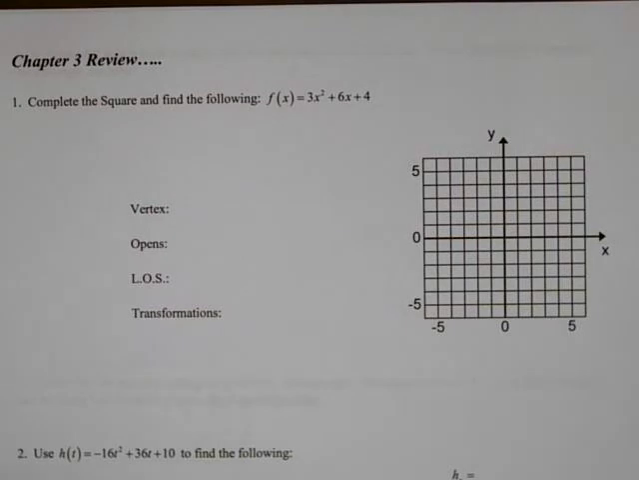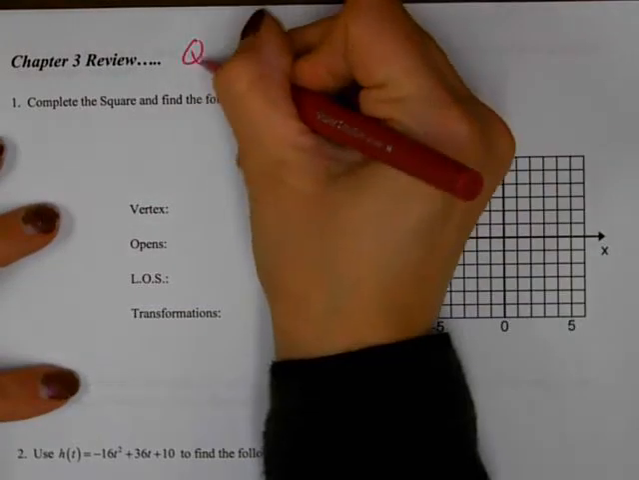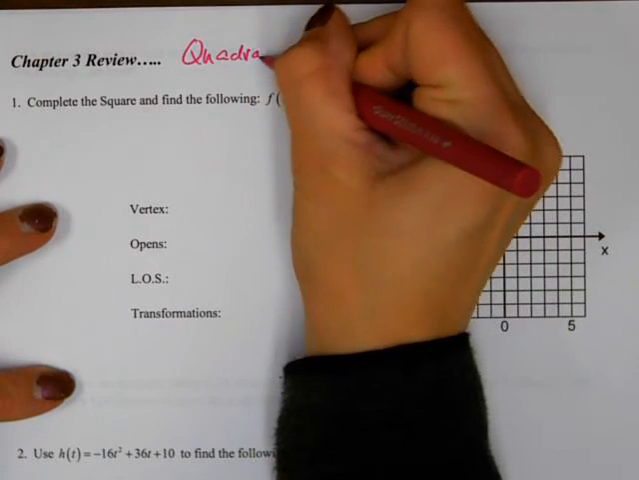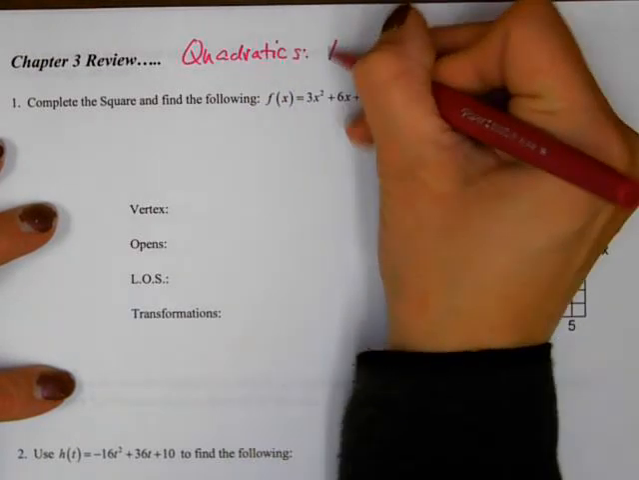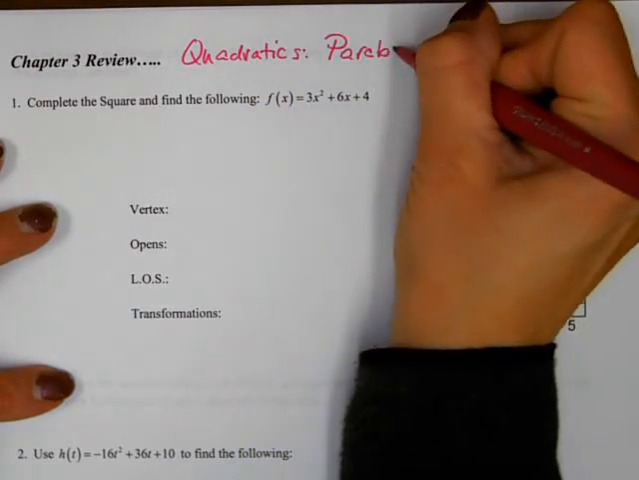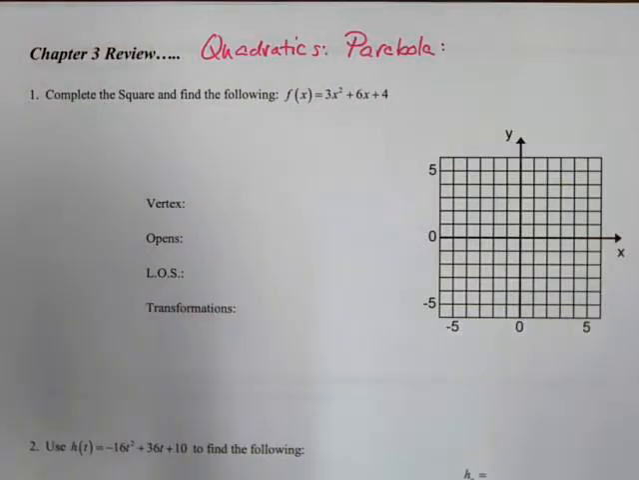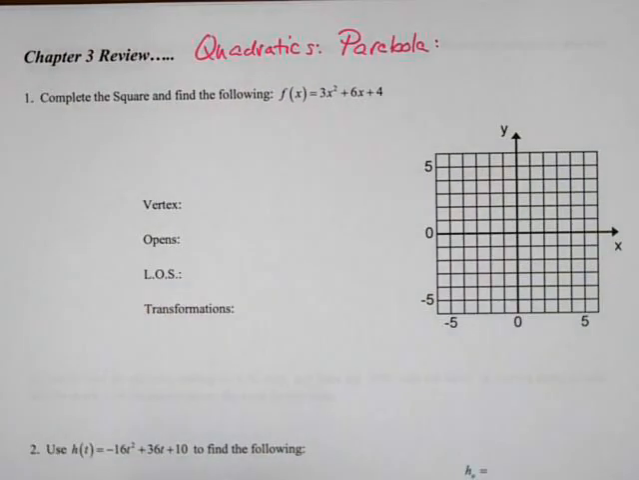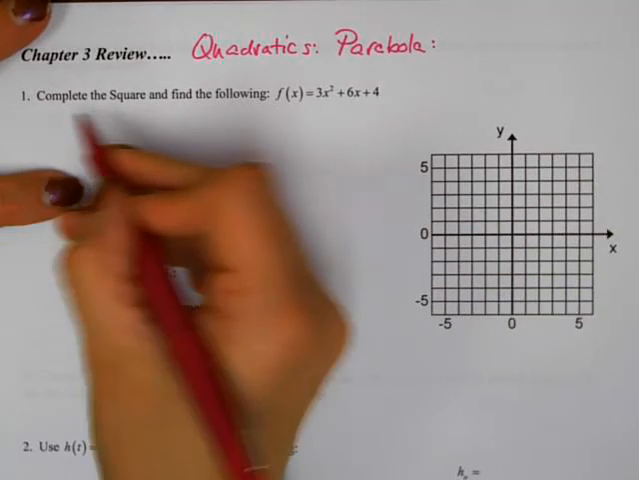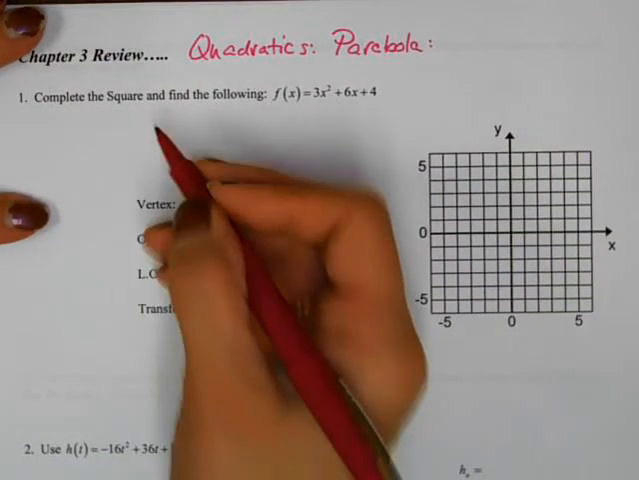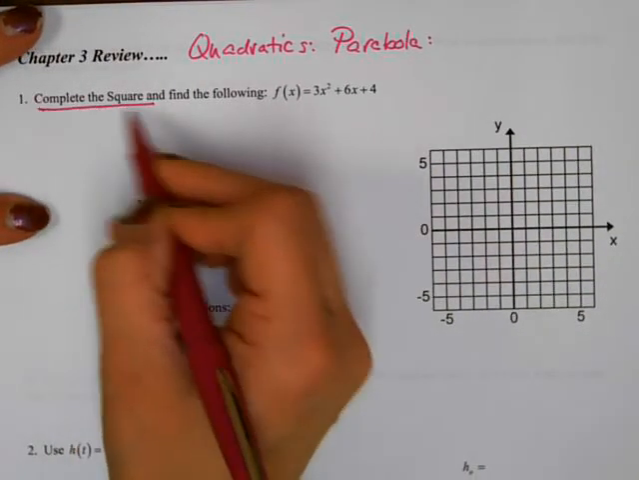Chapter 3 was all about quadratics, which means everything in this chapter was a parabola. We really studied graphing parabolas and doing algebra work on parabolas. One of the things that we did was completing the square. Hopefully you have your steps handy for completing the square.